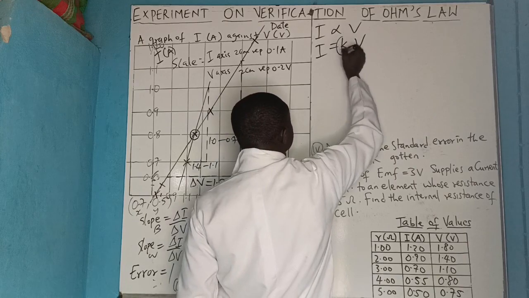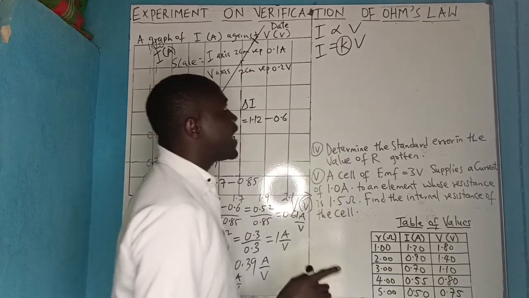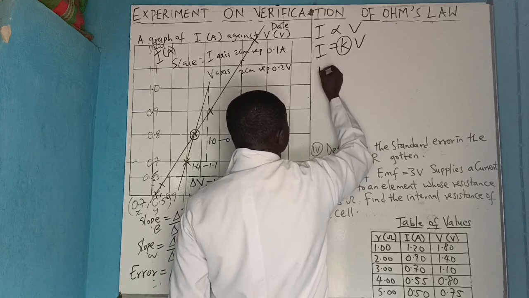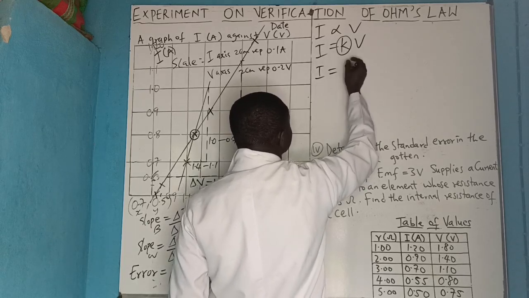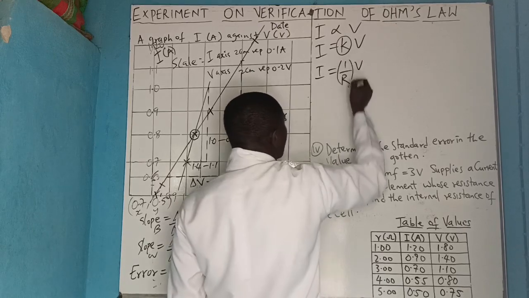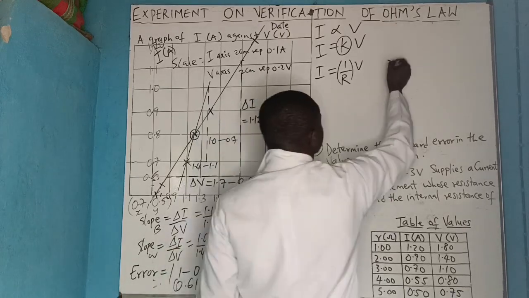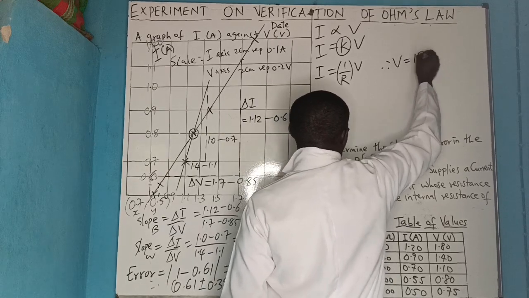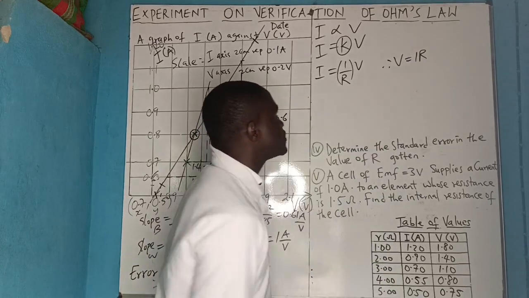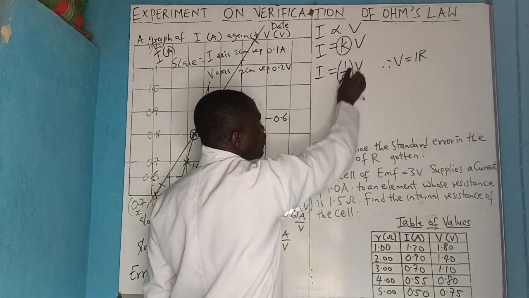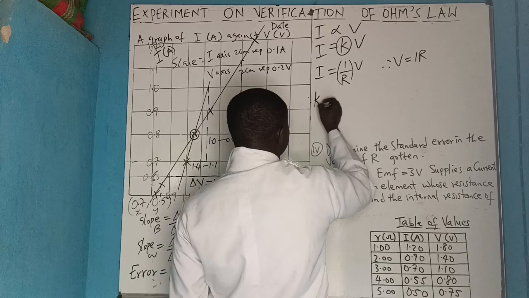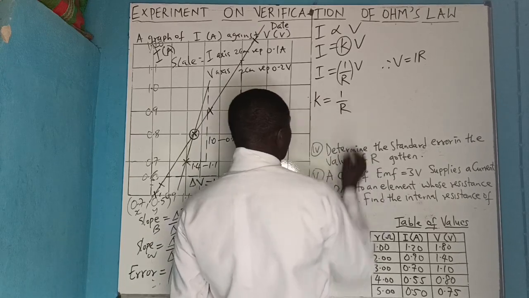Where this becomes your what? Slope. That K becomes your slope. So we say, since this K replaces 1 over R so as to obey Ohm's law, which says that V equals IR, to obey it, K has to be equal to 1 over R. Are you getting it? That means K is equal to 1 over R.